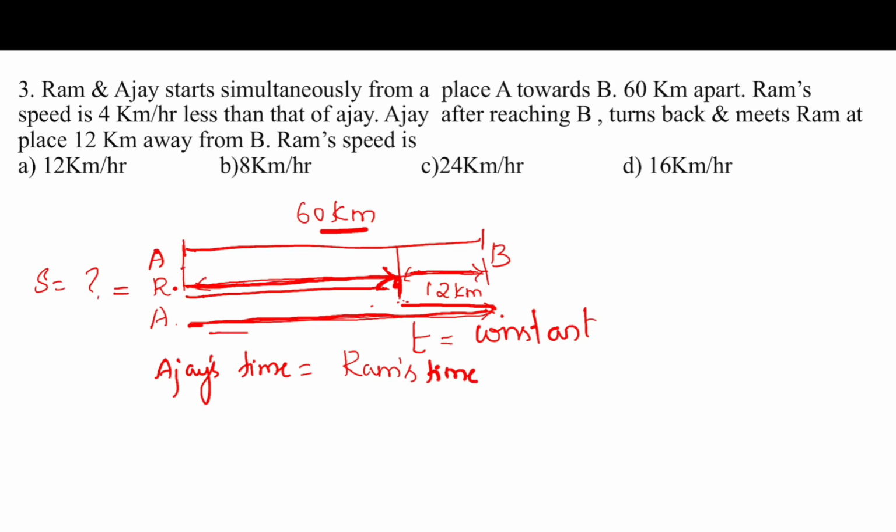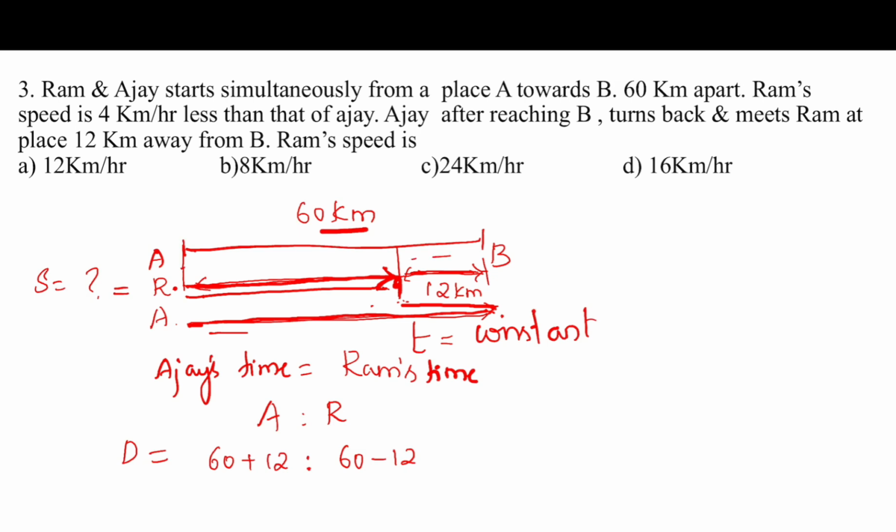So how much Ajay's time is equal to Ram's time, we know. Now what is Ajay to Ram's distance ratio? See here, distance covered by Ajay is how much? He has covered 60 kilometers plus this 12 kilometers, isn't it? 60 plus 12. And Ram has covered how much? From 60 minus 12.